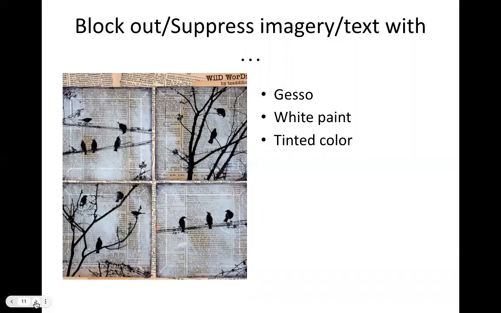We have some different tricks that we can use to make some of the surfaces less obvious. So maybe you want to remove some of it. We can use gesso, which is a painting primer. We could also use white paint or a tinted color. A tinted color would be a color with white in it, because white is opaque and it covers up your imagery.